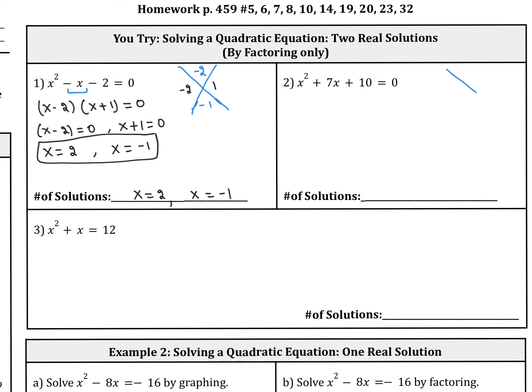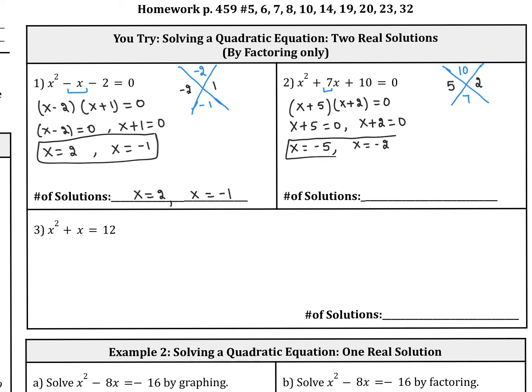Question number 2, you're going to make a cross. On the bottom you have 7, that is this number, and on the top is the product, that is 10. The two numbers you are going to look for are 5 times 2, because 5 times 2 is 10 and 5 plus 2 is 7. You put them equal to 0 one by one, and you get x equals negative 5 and x equals negative 2. So the two solutions are negative 5 and negative 2.